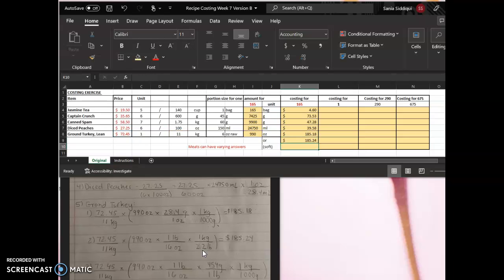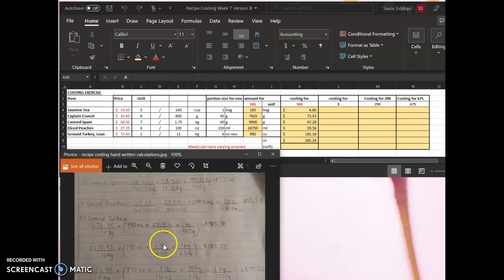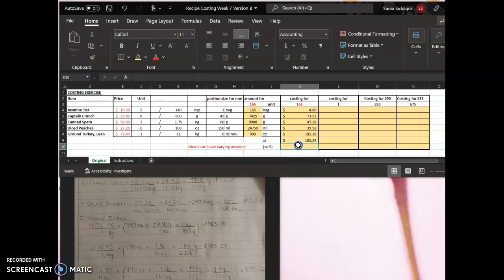Close bracket, hit enter, and we get $185.24, which matches our second way down here on our handwritten calculations. Last but not least, we have the third way, which is going from ounces to lb to kg to grams, and then from grams to kg. So once again, same process.